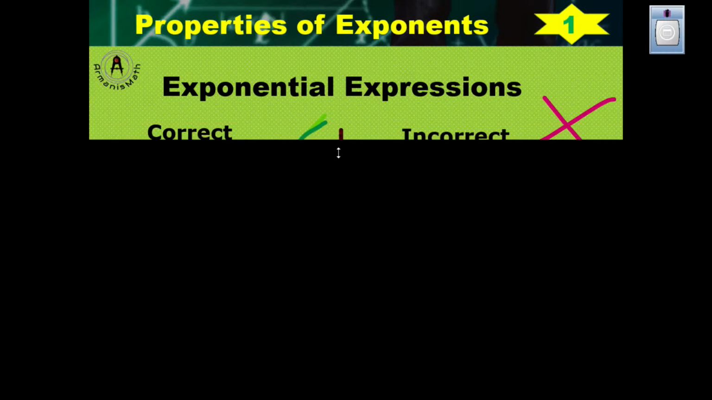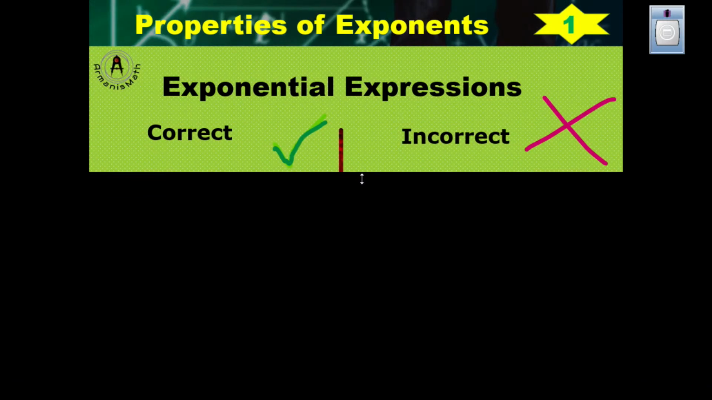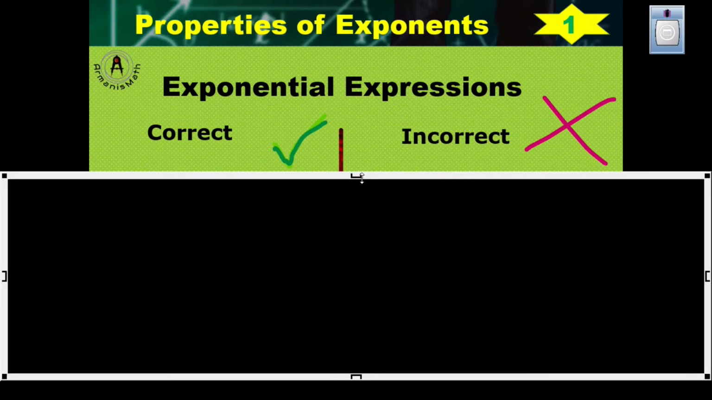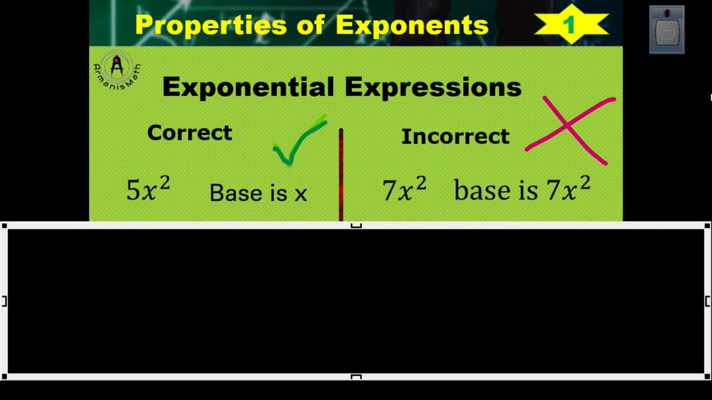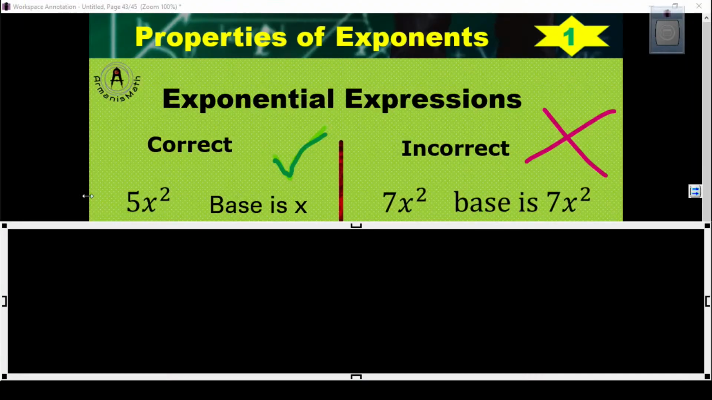Let's take a look at this. There are correct and incorrect things when it comes to expressing exponents and rational expressions. Here are some correct ones. The first one on the left is correct: if I said 5x squared, the base is x. It's not 5x, since 5 is multiplied by the x. I see no parentheses here, so it's 5 times x. But the base is x.